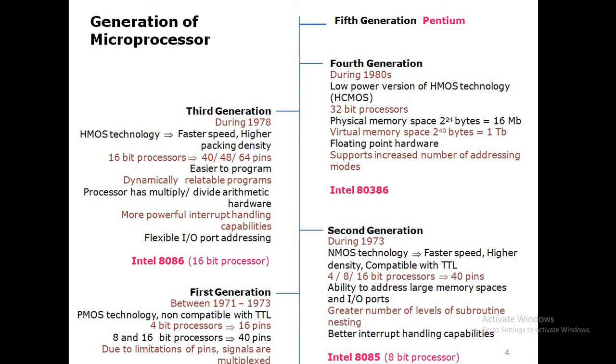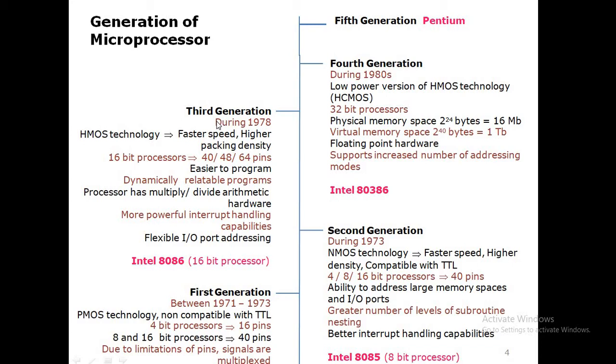The second generation came during the year 1973, which uses NMOS technology, which provides faster speed, higher density, and it is also compatible with TTL. In second generation processors also, there are 4-bit, 8-bit as well as 16-bit processors having 40 pins. It has the ability to address large memory spaces and I/O ports, and it has a greater number of levels of subroutine nesting and better interrupt handling capabilities. An example is Intel's 8085 processor, which is an 8-bit processor.